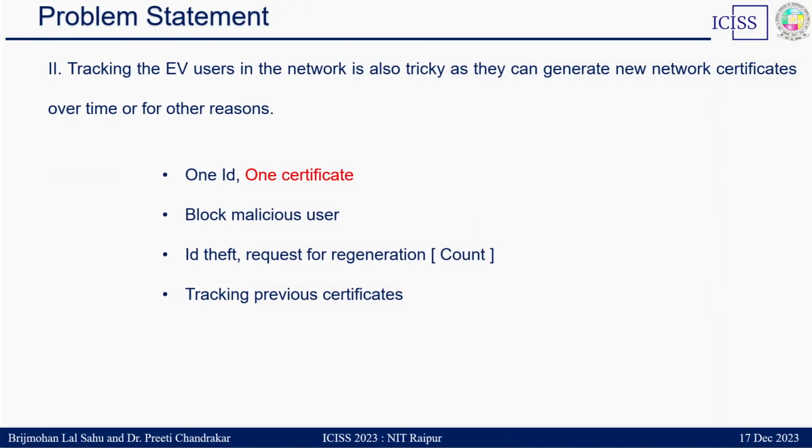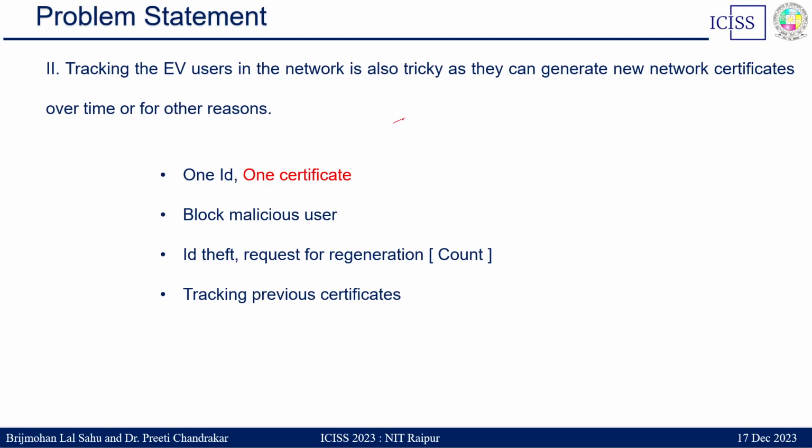And the second one comes when we think about the identity of the vehicle. In a blockchain network, the vehicles are identified by network certificates. We came up with an idea that one real-world ID should have only one certificate in the network in order to keep the network safe. Another thing we think about is blocking malicious users. We need to identify the malicious users and block them in order to keep the network safe.